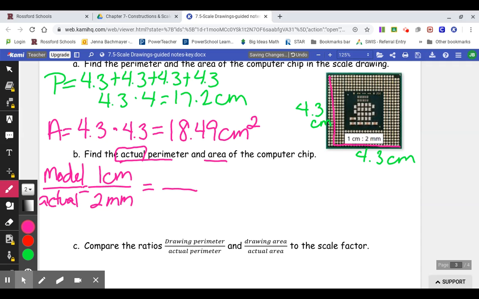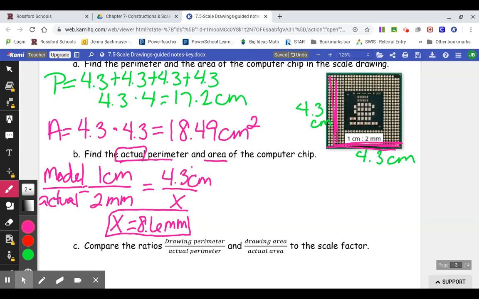So we take our 1 centimeter, and we're going to convert our 4.3 centimeter piece into the millimeter portion. When I get this, I'm going to do cross products. So I should get x equals 8.6, and that should be representing my millimeters. That means one side length is 8.6 millimeters. Yours may be slightly different if you had different numbers. So instead of my 4.3, you're going to use your number, whatever it was here.